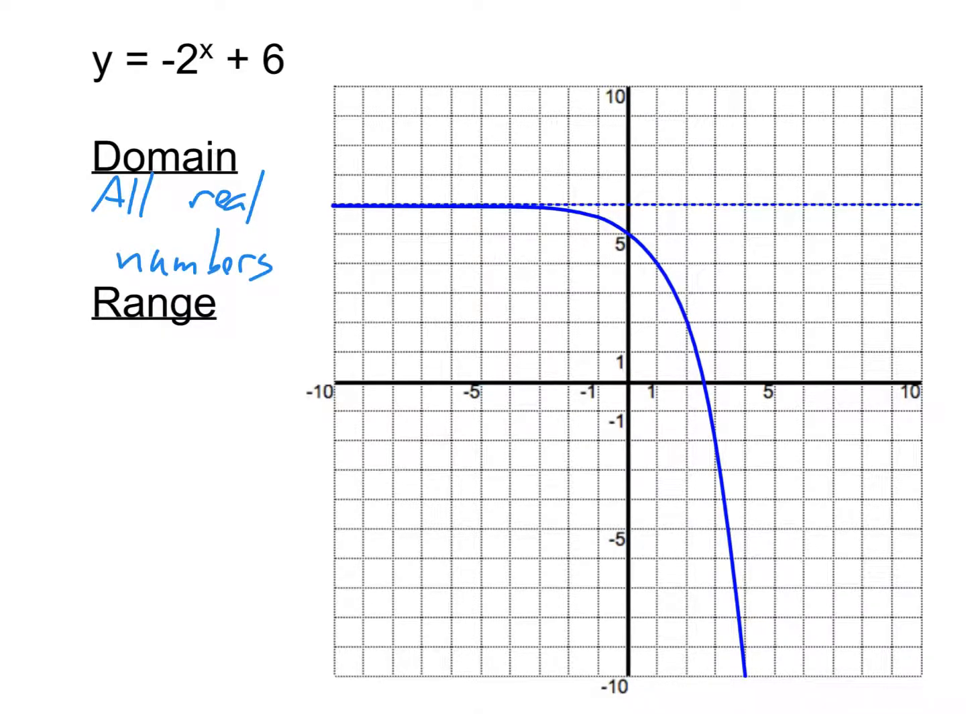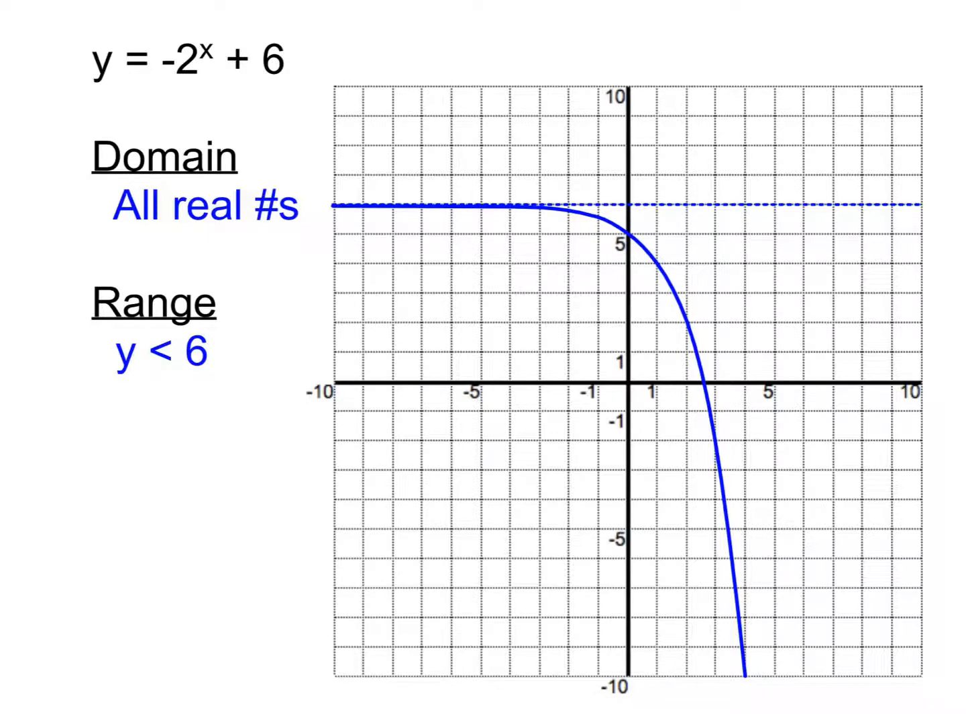All right, next up, for the range. Well, range is dealing with y values. Notice my y values, basically the highest y value I reach here is the dotted line. So it's going to be y and it's going to be 6. But notice we're going down from there, so we're going to be below 6, but it never actually hits 6. Because remember, it never actually touches the dotted line. It gets super close to it, but never touches it. And so it's going to be a y is less than 6, rather than y is less than or equal to 6.